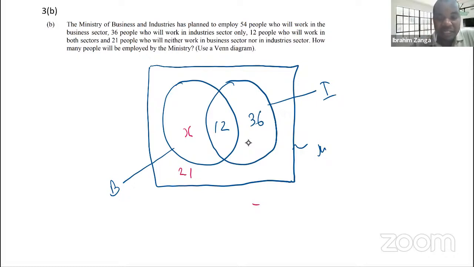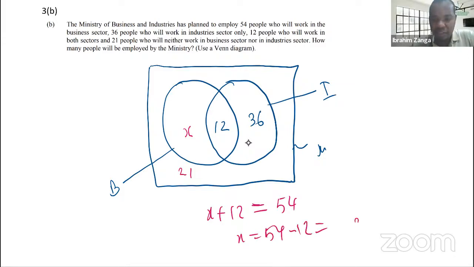So it means that actually taking XC plus 12, we have to get 54. So here XC now will be 54 minus 12. When you subtract, you get 4 minus 2, it is 2, 5 minus 1, you get 4. So it means those who are going to work in the business sector only will be 42.